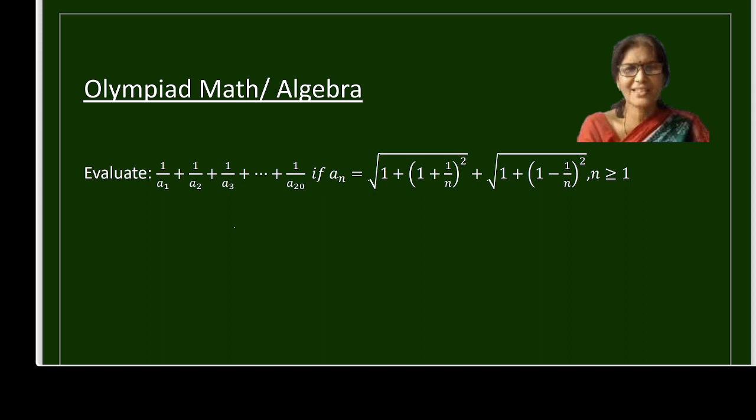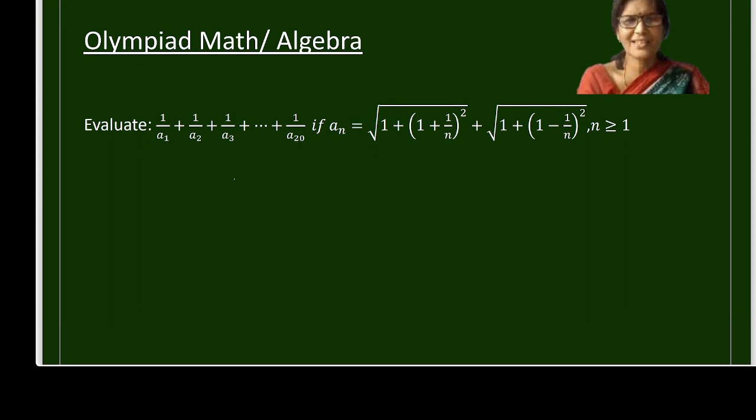Today I am with a question from the algebra series, some of the series which is asked in Olympiad maths as well as other maths related competitive examinations. The question is, the nth term is given to us. We have to find the reciprocal of the sum of reciprocals of the first 20 terms.